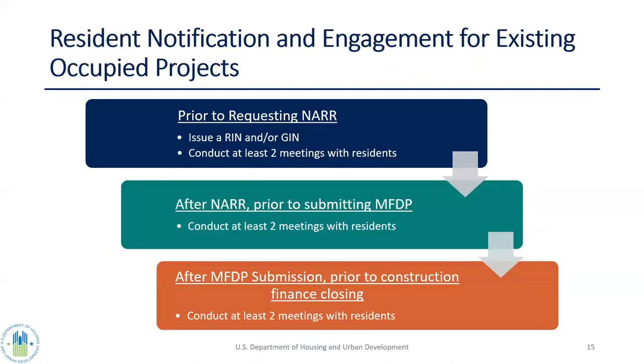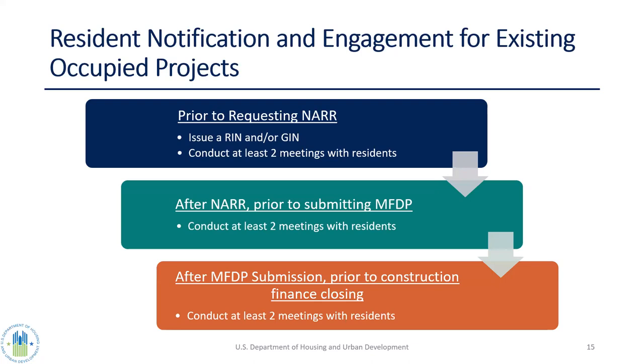So this slide pertains to projects where the PHA is contemplating Faircloth-to-RAD for existing projects that are currently occupied. The RAD supplemental notice prescribes resident notice and meeting requirements for occupied projects, but for now, I just want to focus and highlight the resident meeting and notice requirements for requesting the NAR. In these scenarios, the RIN will always be required for existing occupied projects. The RIN stands for Resident Information Notice. This is a standard RAD resident notice that informs residents of their rights under the RAD program, the nature of project plans, whether any relocation is anticipated, and a description of resident meetings to be held.